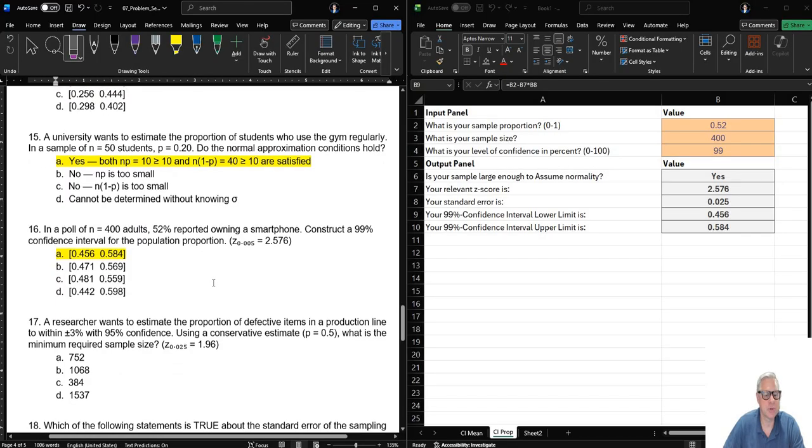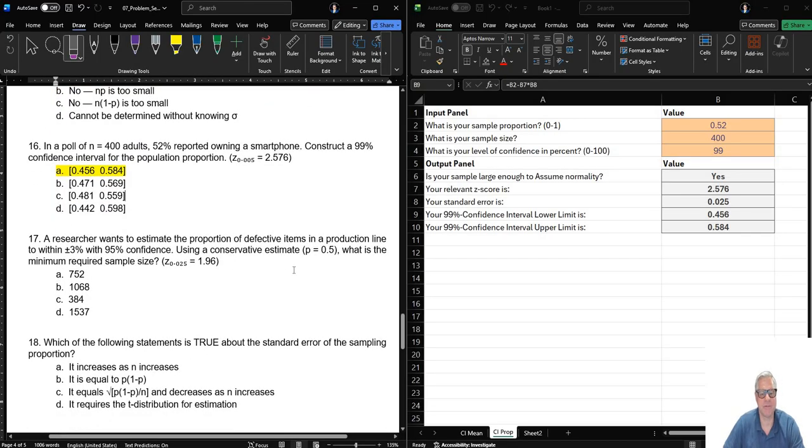Anyhow, a researcher wants to estimate the proportion of defective items in a production line to within plus or minus 3% with 95% confidence. Using a conservative estimate of P equals 0.5, what is the minimum required sample size? Okay, so we assume that the success probability is 0.5. Now we want to know how big the sample size has to be. Let's write it and make it clear.